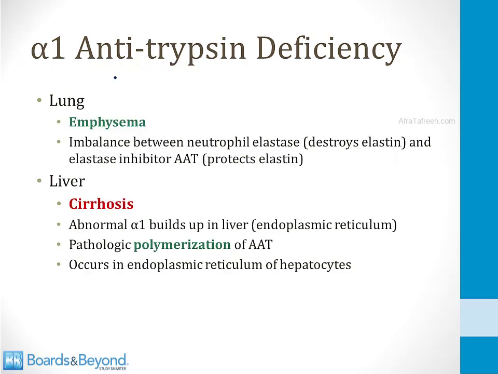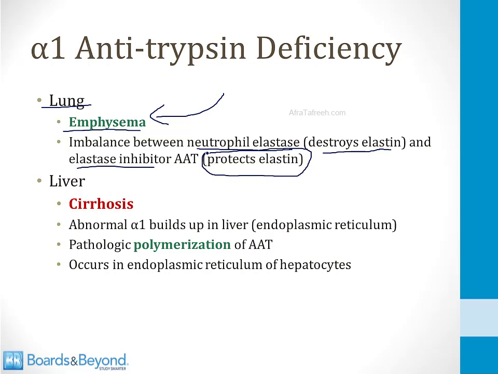When children are born with an alpha-1 antitrypsin deficiency, they get autodigestion of tissue in the lungs, which leads to emphysema. This will occur at an early age in someone who is a non-smoker in alpha-1 antitrypsin deficiency. This is because there's an imbalance between neutrophil elastase, a naturally occurring protease that destroys elastin, and the elastase inhibitor, which is alpha-1 antitrypsin. So you don't have alpha-1 antitrypsin around to protect elastin. As a result, you get destruction of tissues in the lungs and you get emphysema.